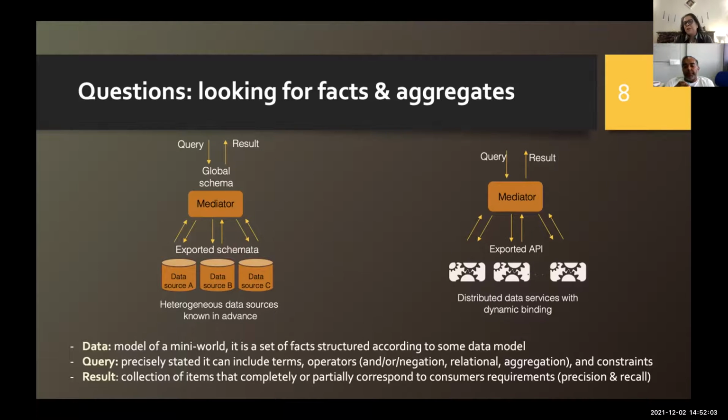And then what is the result? Well, the result is partial or complete, depending on the database. And if it's not complete, it is always associated to scoring metrics, for example, precision and recall. How precise is this answer, and to which extent does it respond to your query? Okay, so a very controlled situation.